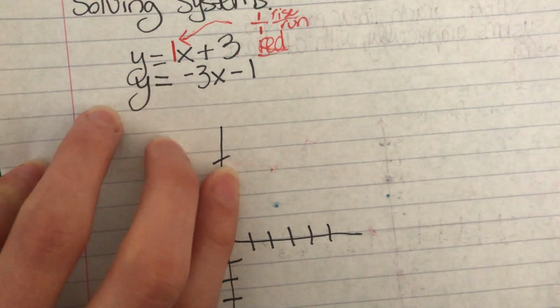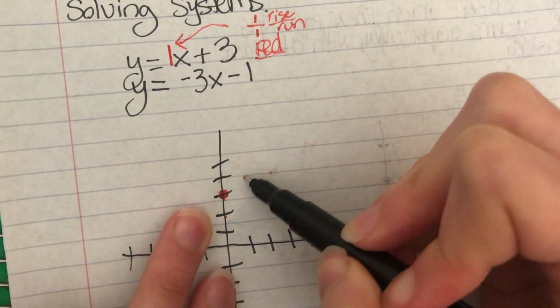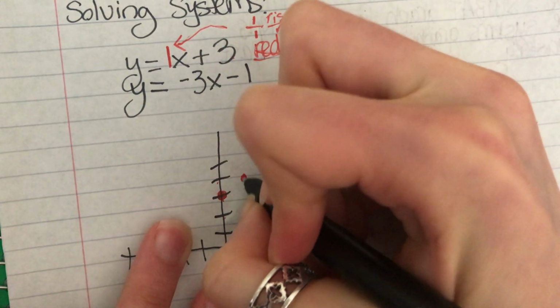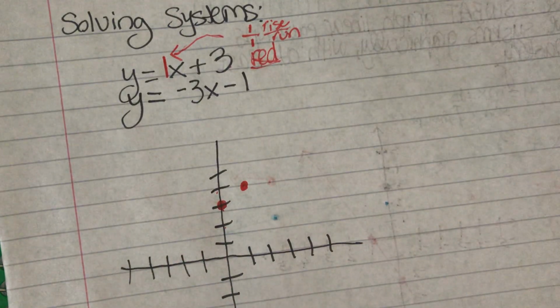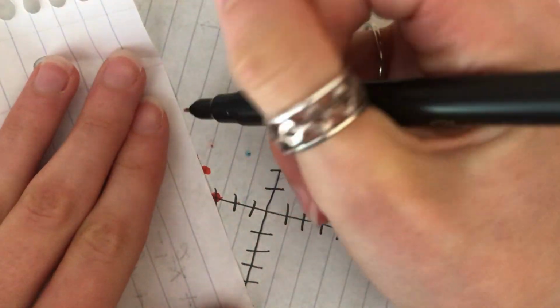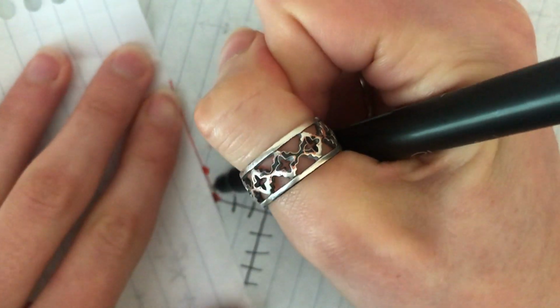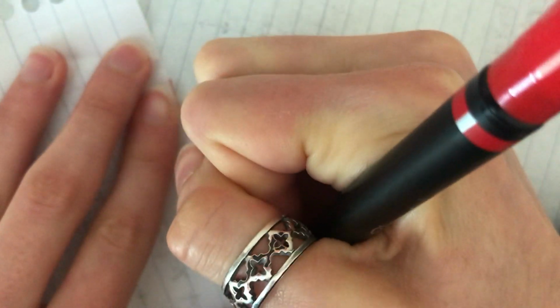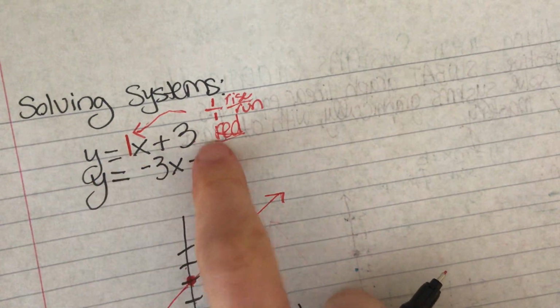And both of those are positive. So we'll rise up 1 and to the right 1. That becomes our second point. I'll go ahead and again use my straight edge or my paper to draw my line connecting those 2 points. So this is the graph right here of this particular equation.